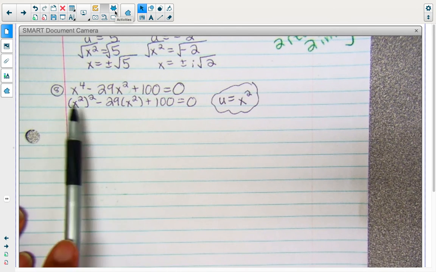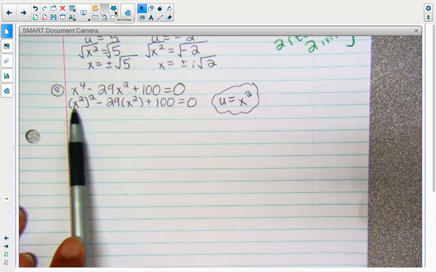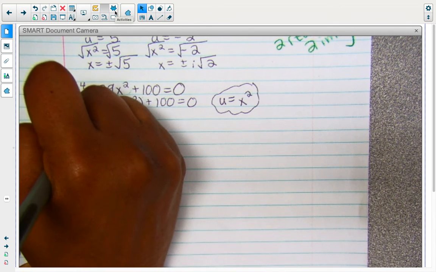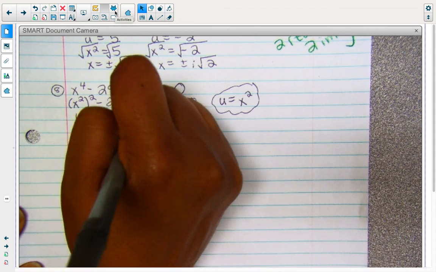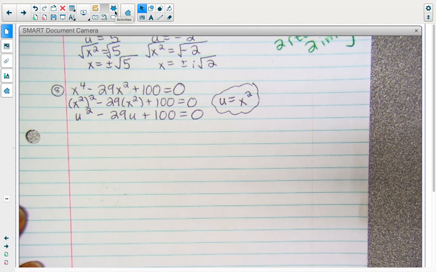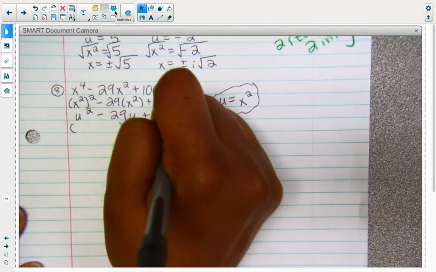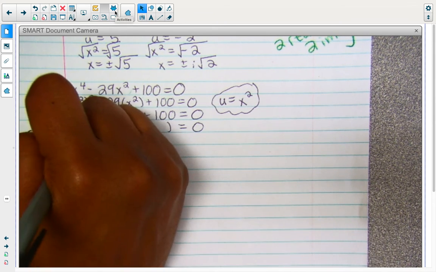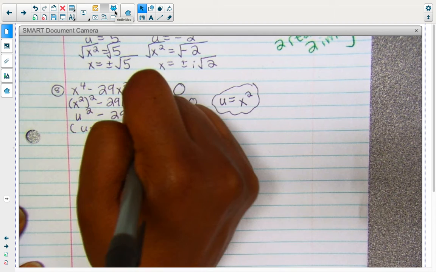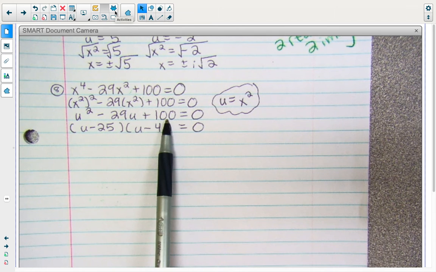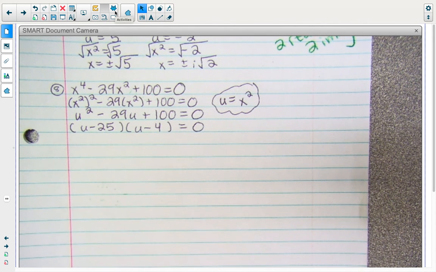Now, we're going to replace x squared with u. So where you see an x squared, replace it with u. Where you see an x squared, replace it with u. So this is going to be u squared minus 29u plus 100 is equal to 0. Now we can factor this like we normally would. We'll set up our parentheses. We're looking for 2 numbers that multiply to give me 100, add to give me negative 29. So those numbers are going to be negative 25 and negative 4. Let's double check. Negative 25 times negative 4 is 100. We're good. Negative 25 plus negative 4 is negative 29.